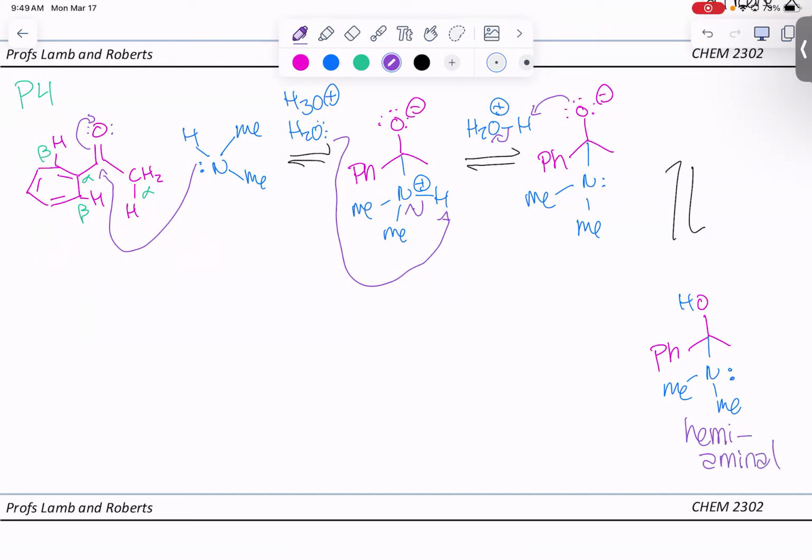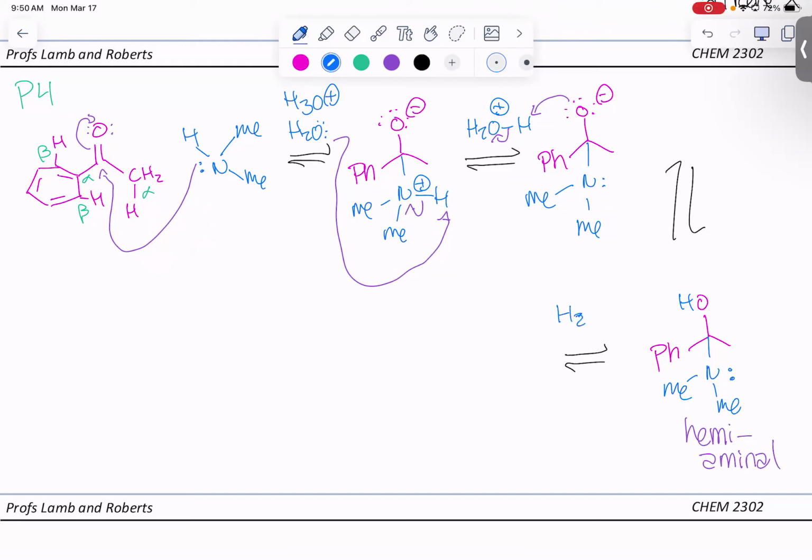All right, so this is the exact same as the mechanism that we saw before. But what we were doing before is we were forming an imine, not an enamine. But we're actually going to go through that same intermediate, okay? So just like we saw before, we're going to create a good leaving group.